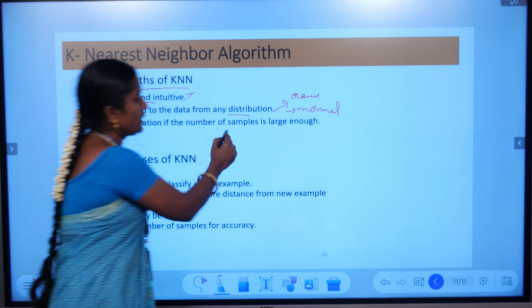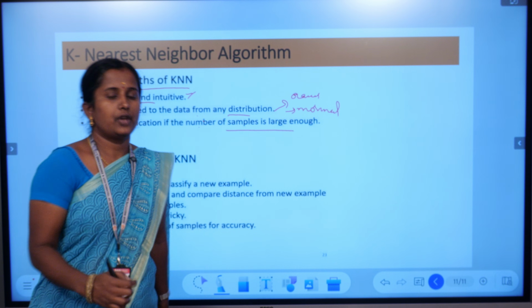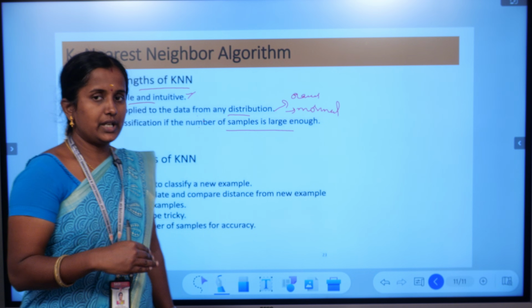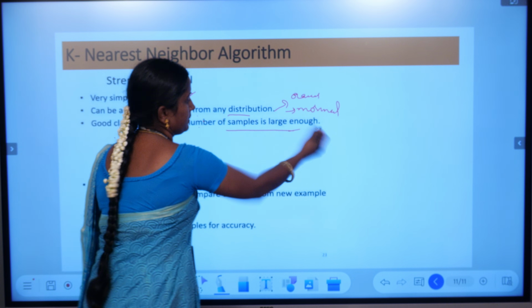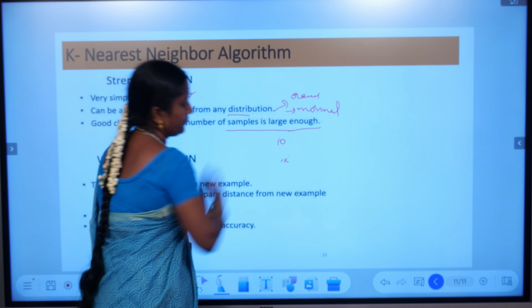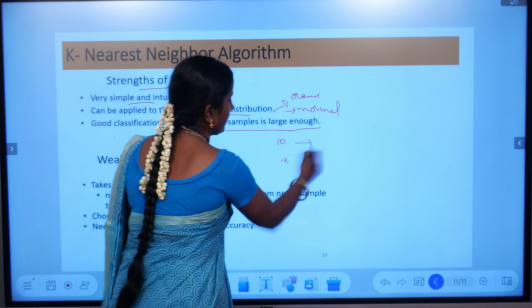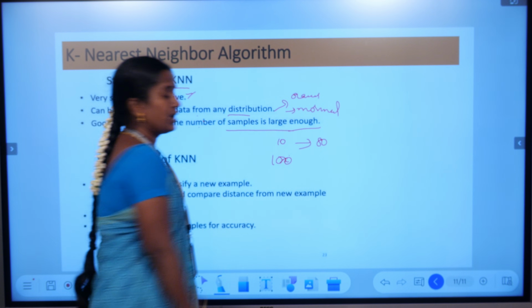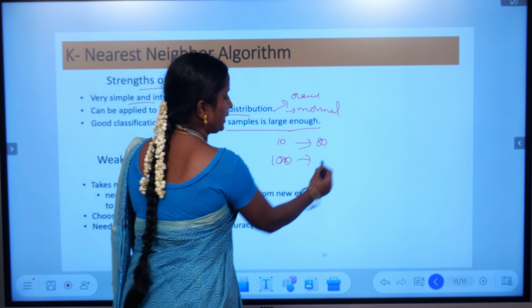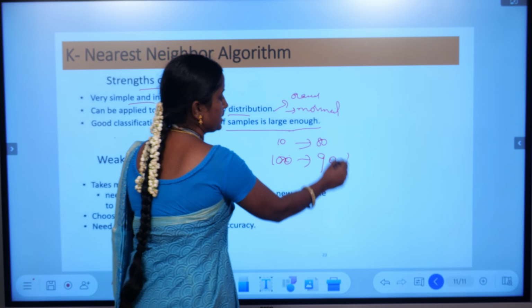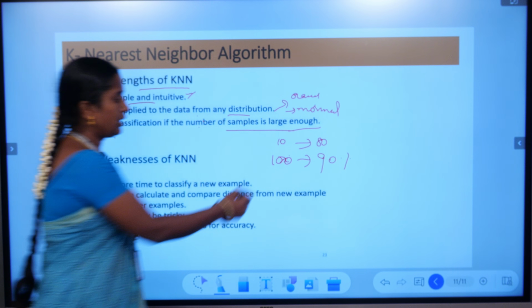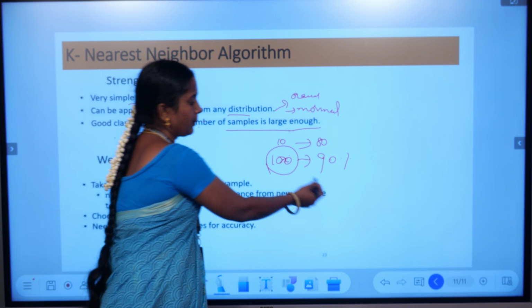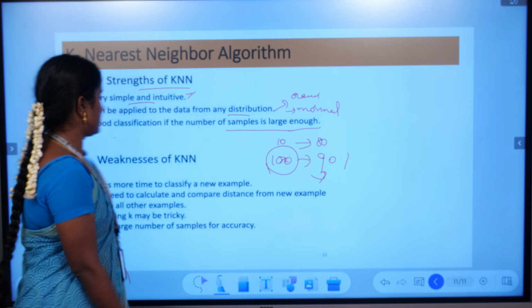Good classification if the number of samples is large enough. If we are feeding the model with more training data, it will learn efficiently and give good results. Suppose if we have only 10 training data, we can get only 80% accuracy. Similarly, if we have 100 classes, we can go for 90% accuracy because the model is already trained with more different classes. So we can have higher accuracies.